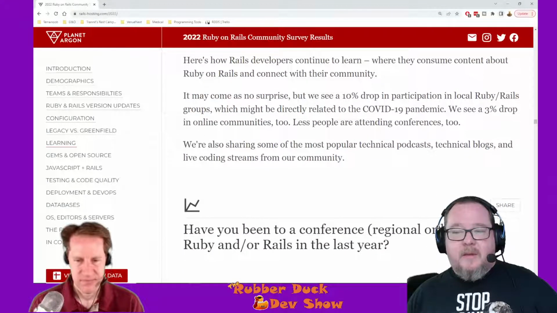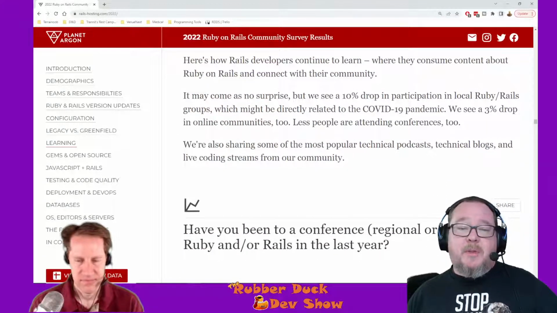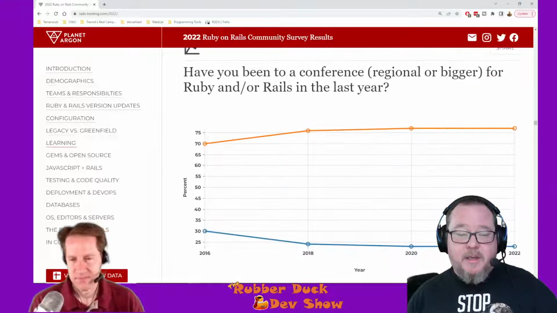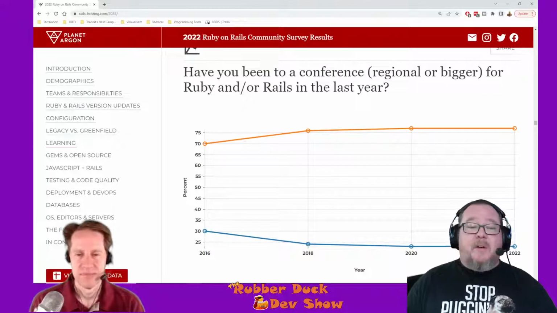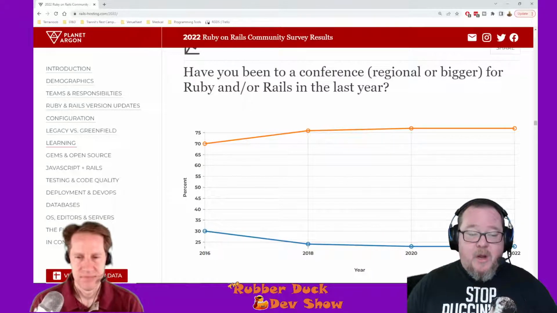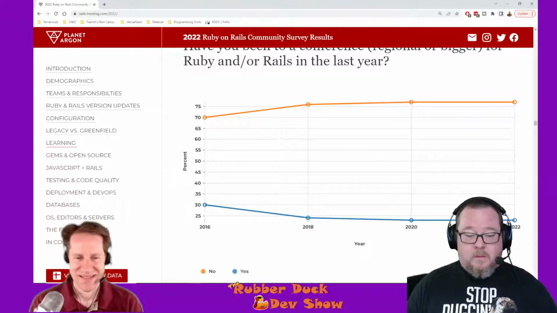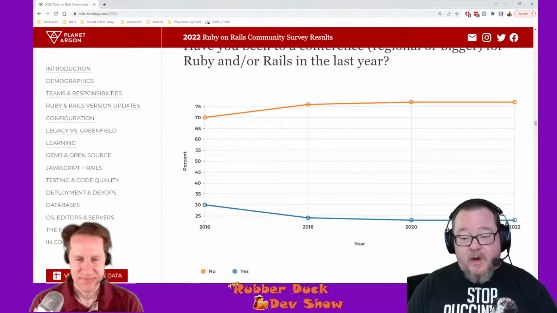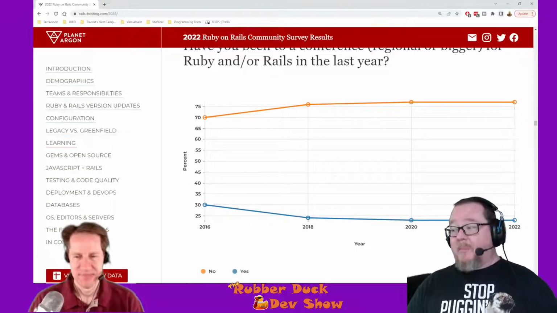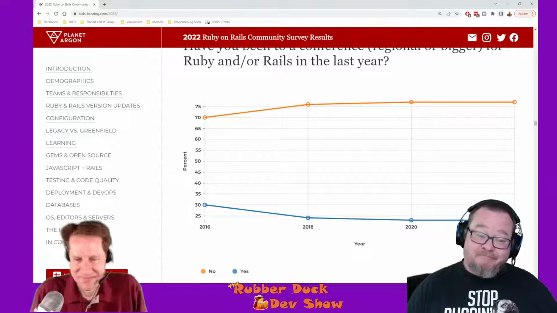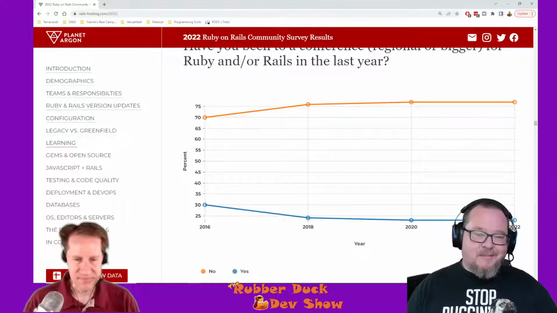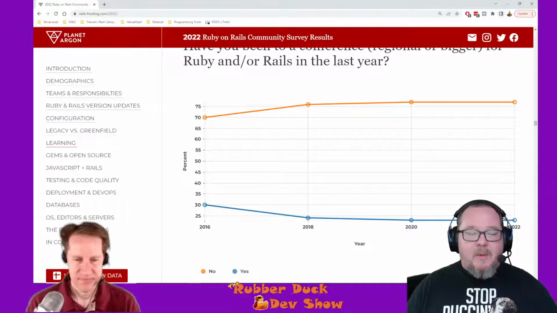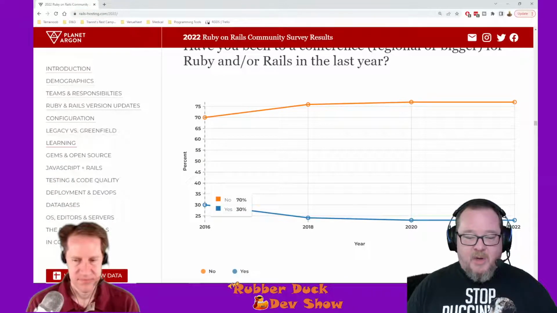Learning. I like this part. How Rails developers continue to learn, where they consume content. All right, here we go. Have you been to a conference, regional or bigger, for Ruby and or Rails in the last year? No. And it doesn't surprise me that it dropped. I mean, we had a little bit of a travel problem for the past 2 years, so yeah, that's not surprising.